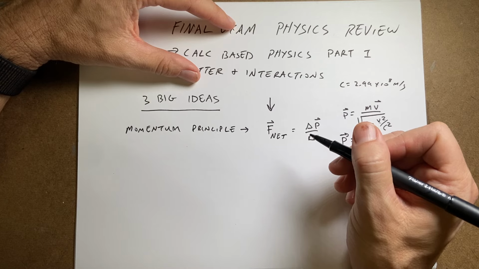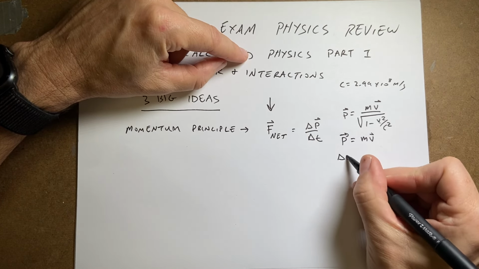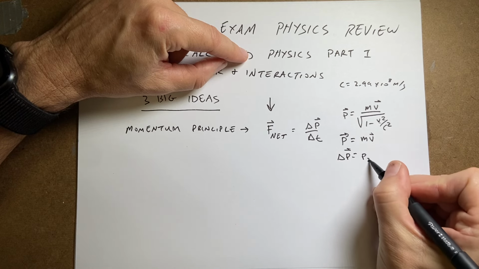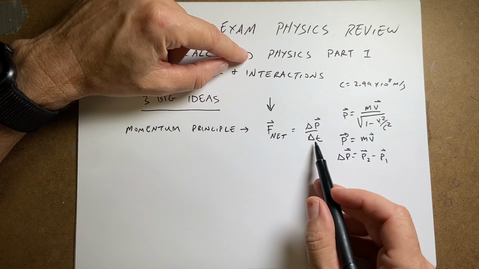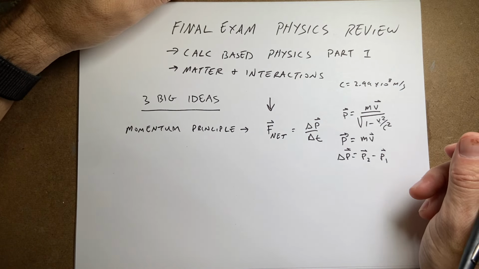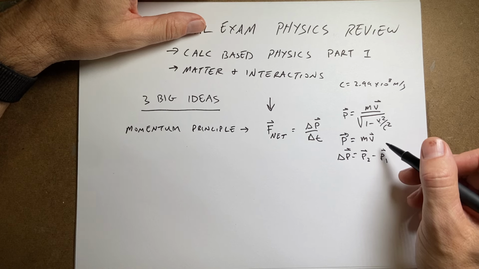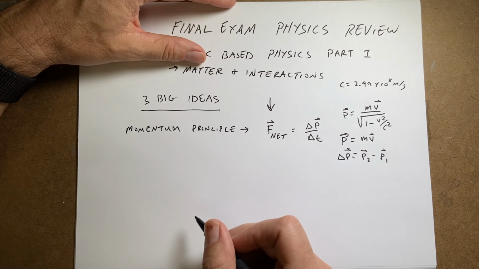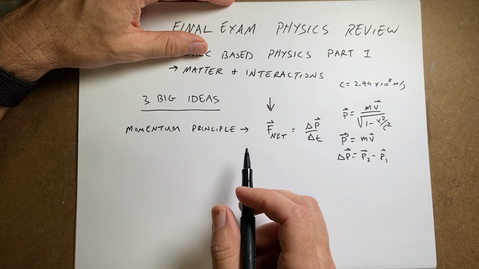Forces change momentum. Change. So delta p literally means p2 minus p1. It's the final momentum minus initial momentum for that same time interval. We use the Greek letter delta to represent change. Okay. That's the momentum principle. There's a whole bunch of stuff to talk about there, but I want to go over the 3 big ideas. That's the big idea, number 1, momentum principle. We probably did 60% of the class focused on the momentum principle.